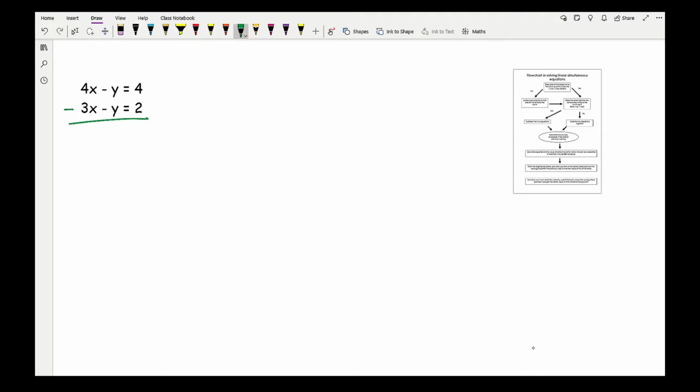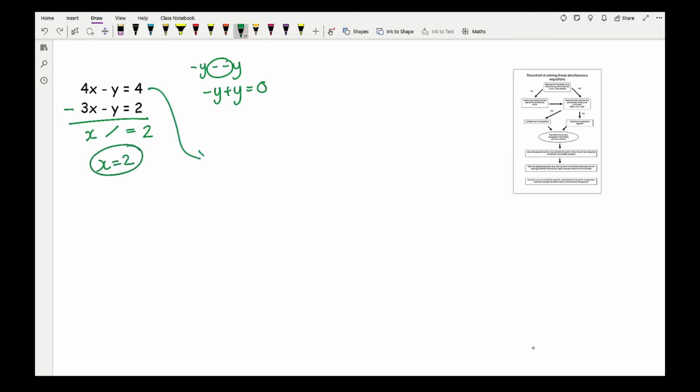So 4x take away 3x is just 1x. Minus y minus minus y, which then becomes a plus, which then becomes 0. So that then disappears, and 4 take away 2 is 2. Now straight away I can see that x equals 2, so there is one of my values.